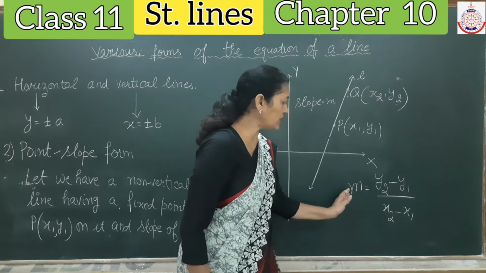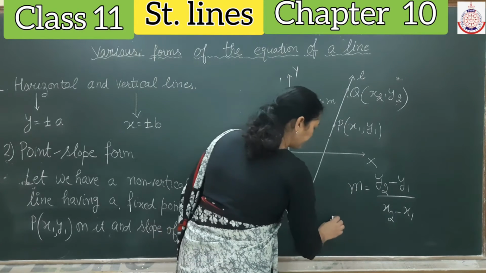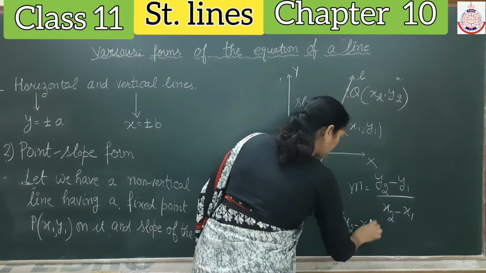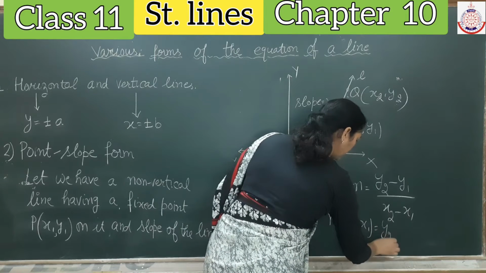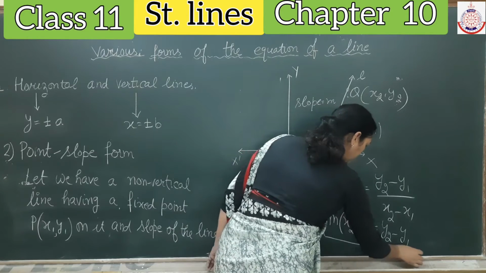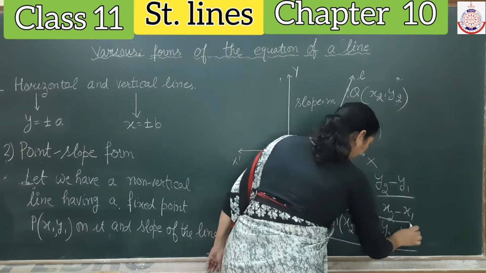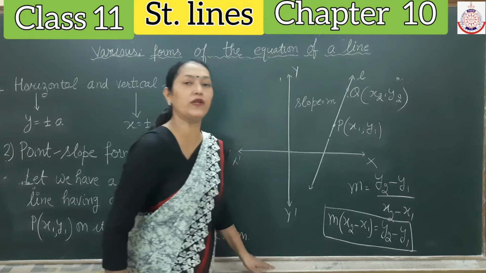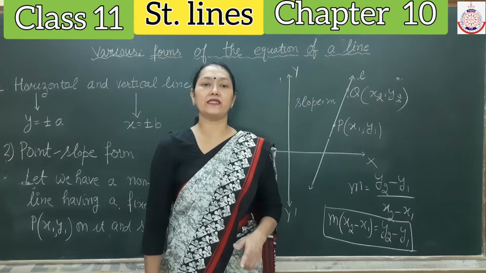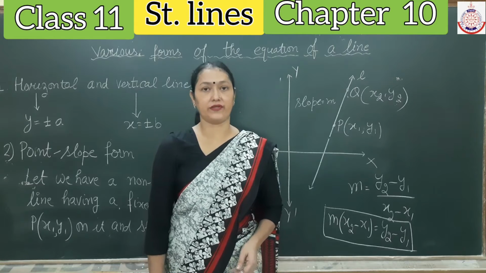If we shift this to this side, we will have m into x2 minus x1 is equal to y2 minus y1. So, using this formula, we can find the equation of a line where a fixed point of the line is given and the slope of the line is given.